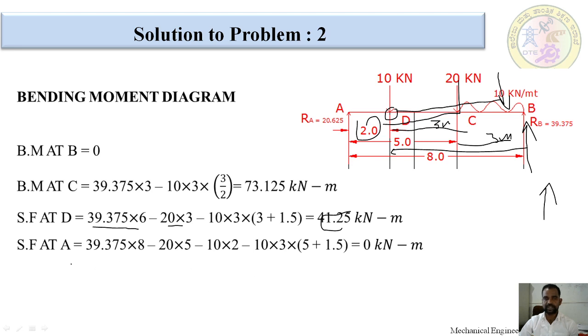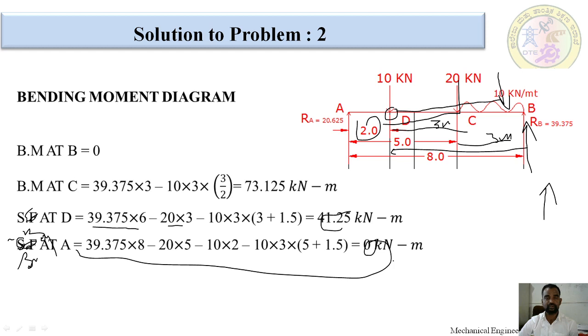This is not shear force, this is bending moment only. This is also bending moment only. After calculating this part, at the A point we will get 0, as per the condition that bending moment at B is equal to 0 and bending moment at A is equal to 0. This completes the bending moment calculation.